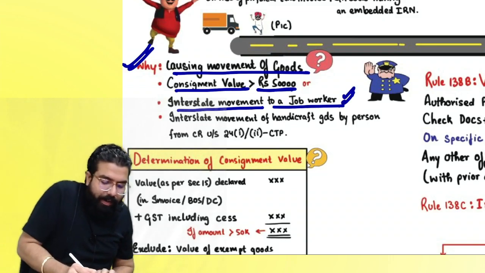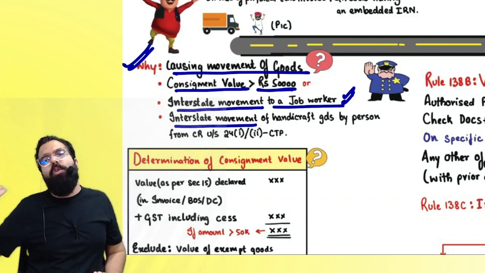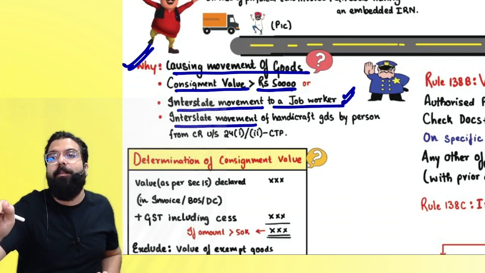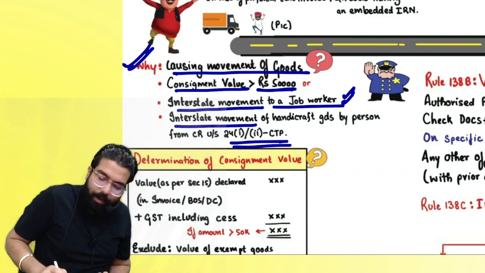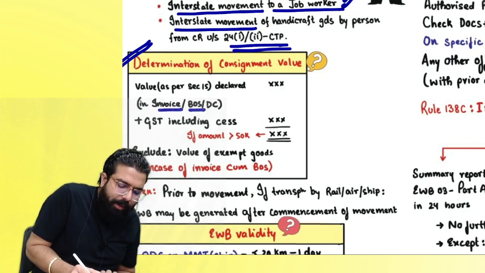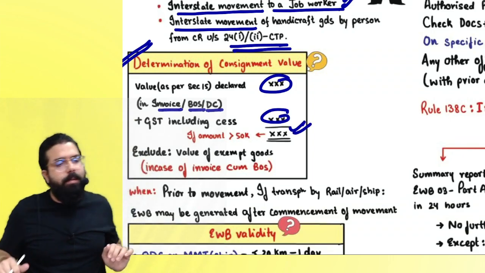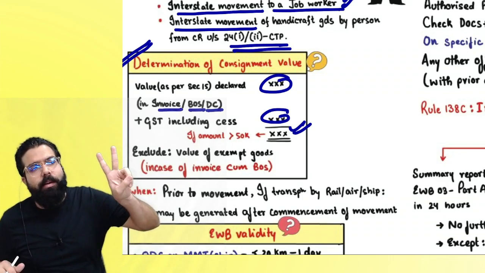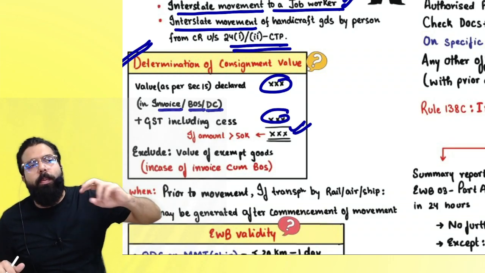If you are an interstate supplier, basically a person who is supplying handicraft goods and you are taking them from one state to another, and you are exempted from registration, then also you are mandatorily required to generate an e-way bill. Sir, how do we calculate the consignment value? Always take the invoice value, bill of supply, delivery challan value plus GST. That will give you the consignment value. If consignment value is greater than 50,000, you will generate the e-way bill. But don't forget, job worker interstate and handicraft supplier who is exempted from registration, for these two people, e-way bill is mandatory.